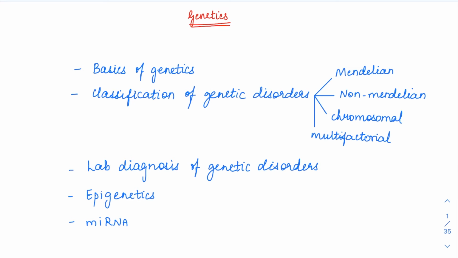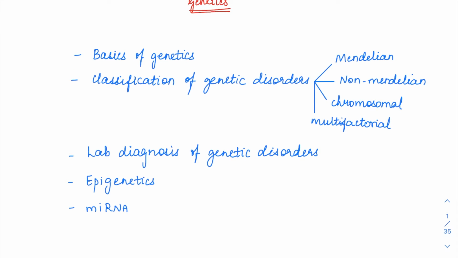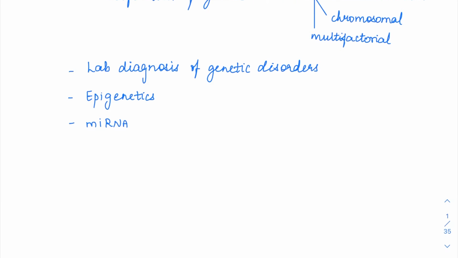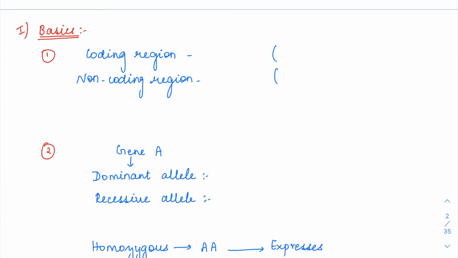So now we'll start with the genetics. Under genetics, we'll be studying the basics of genetics, the basic terminologies actually, and then the classification of genetic diseases. Under that, we'll be seeing the Mendelian disorders, non-Mendelian disorders, chromosomal disorders, and multifactorial disorders. Then we'll see the lab diagnosis of these genetic disorders. Then we'll move on to epigenetics and microRNA. So let's start with the basics first.